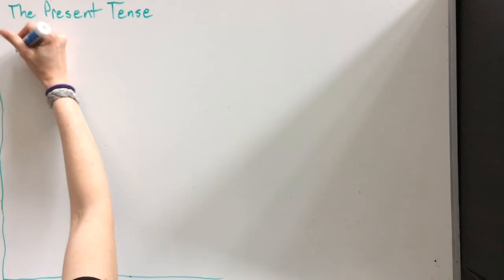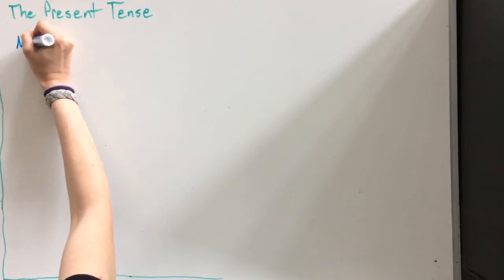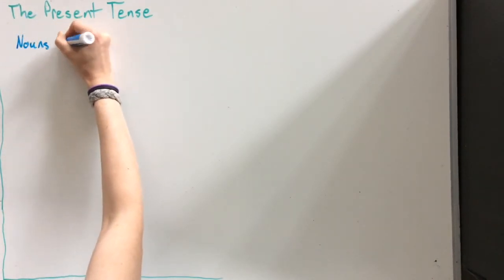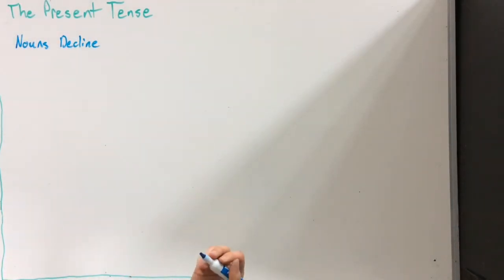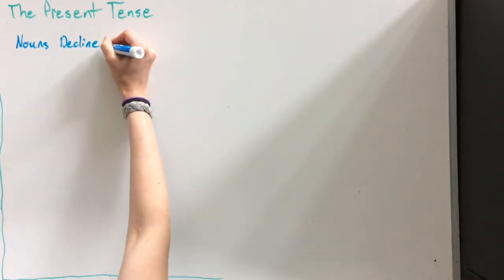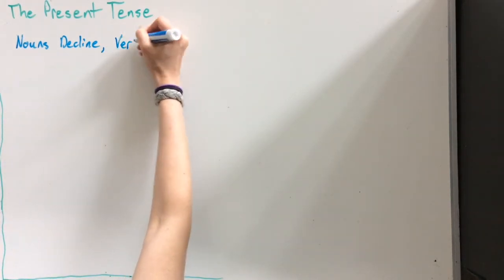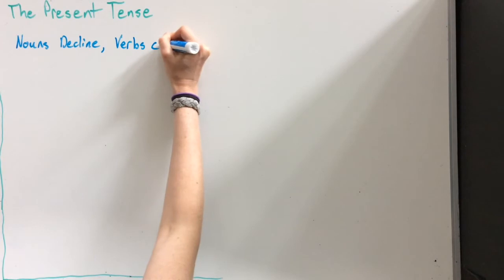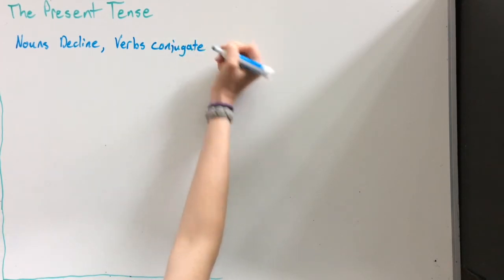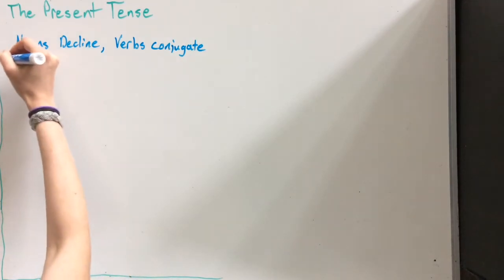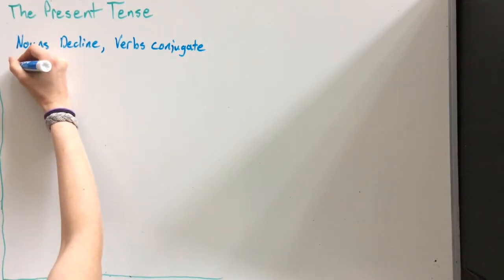Today we're going to be talking about the present tense in Latin. Now the first thing we need to do is talk about verb conjugations. Just like nouns decline, which means that they use different endings to express the case of the noun and how the noun is acting in the sentence, verbs conjugate. And that gives information about how the verb is working through both the stem and the ending.